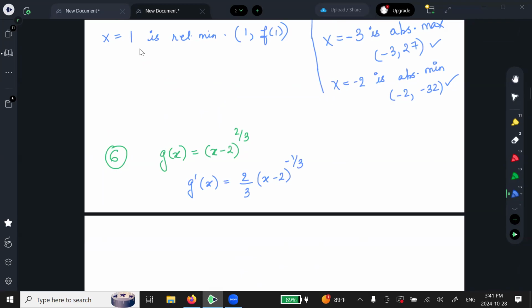Now be careful. If you get a question like this in exam, the critical points, this function will never be 0, but it will be undefined. Frank, eyes on the board. Both of you. Yes.